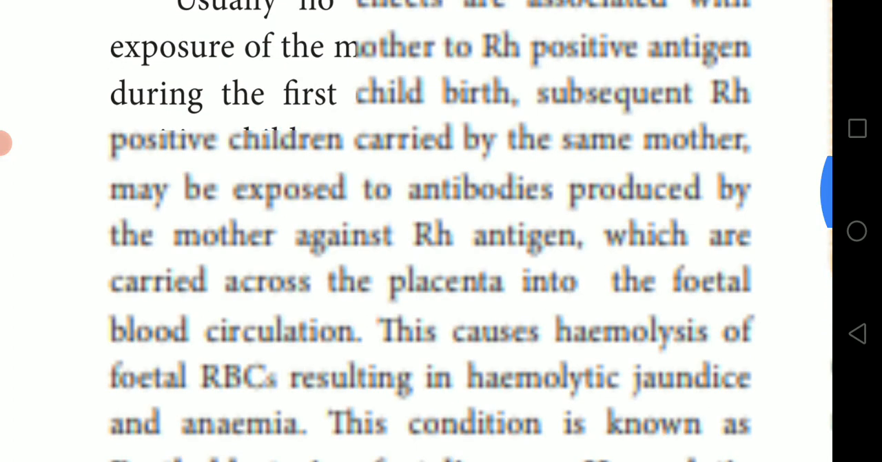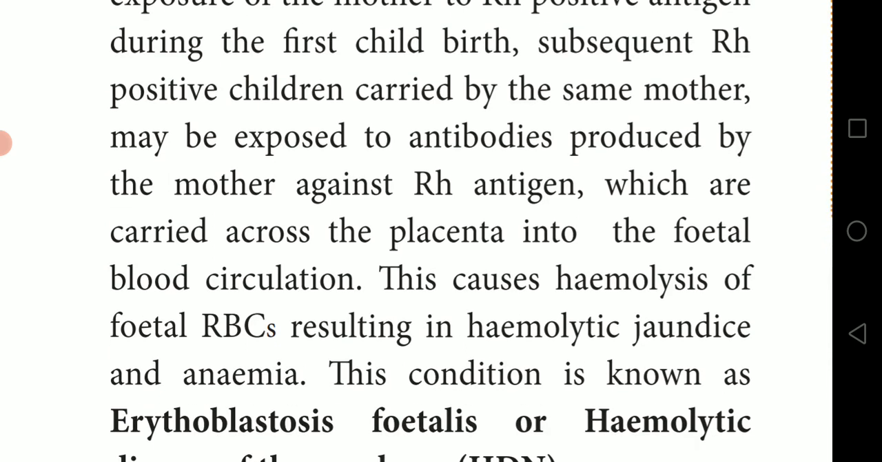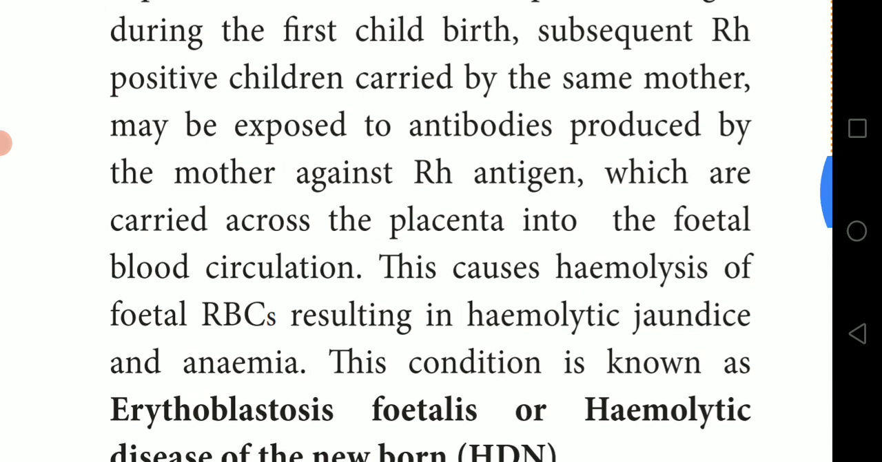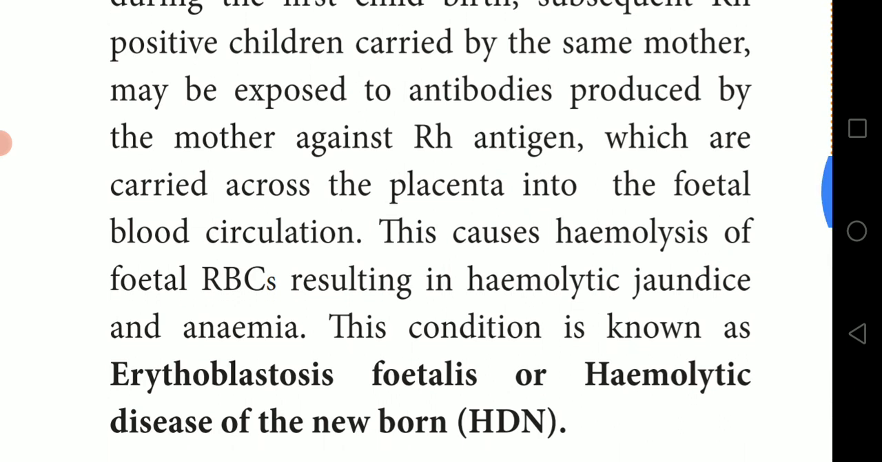That's what we're going to see now. The second child may be exposed to the antibodies produced by the mother against the antigens. Since the child's blood mixed with the mother's blood during the first delivery, she becomes sensitized and produces antibodies against the Rh antigen. The mother produces antibodies against the antigens present in the child.